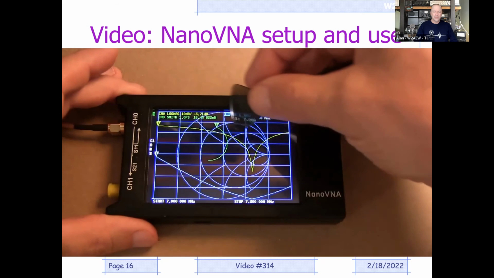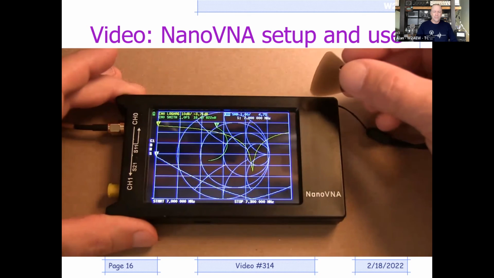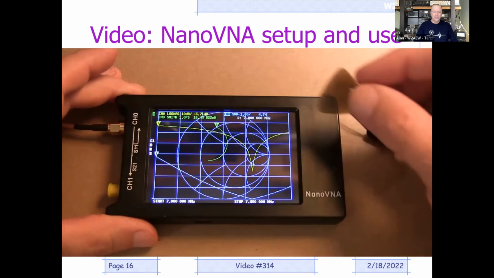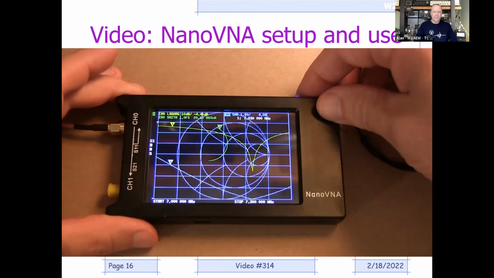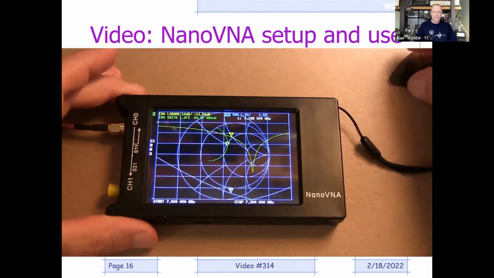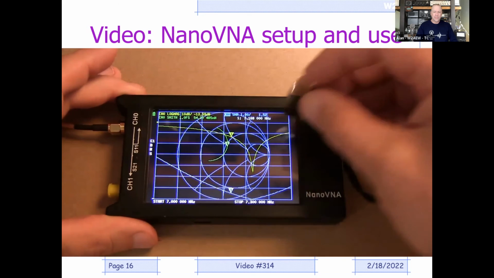We can see the log magnitude of the reflection coefficient, and we can see the Smith chart. And we can use the jog wheel to move our cursor or marker to make measurements at various frequencies across the range, or we even have some marker functions to search for a min or a max.